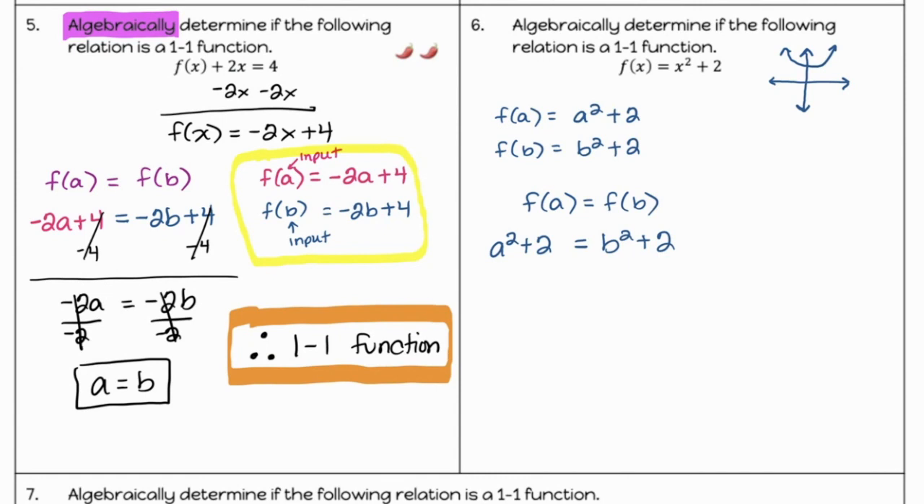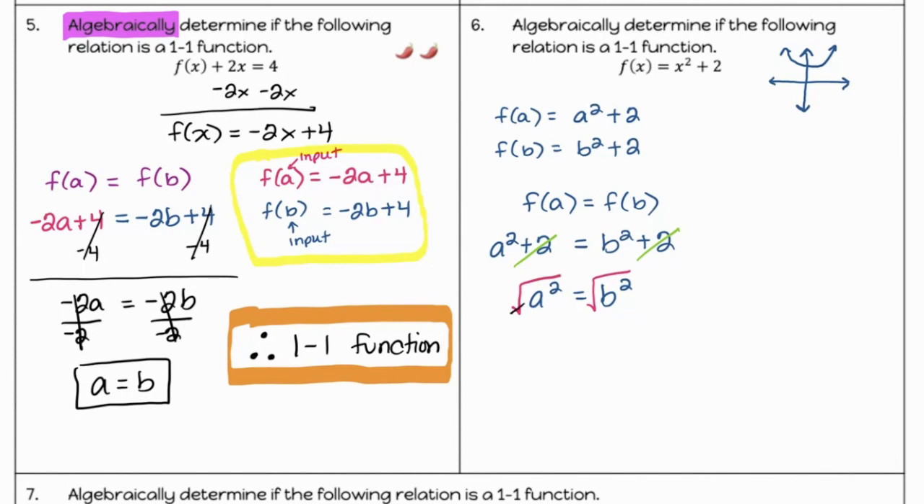So if I were to solve this, I would start off by minusing 2 on both sides. And that would knock out the 2's. I would be left with a squared equals b squared. So I'm almost there. I want to try to get a equals b. So right now I'm looking at that exponent of 2 and I want to get rid of it. How can I get rid of that exponent of 2? The only way to get rid of it is to square root both sides. Okay, if I square root both sides, I am able to cancel out that exponent.